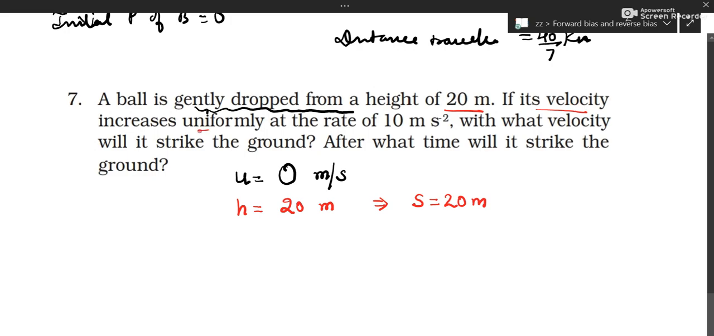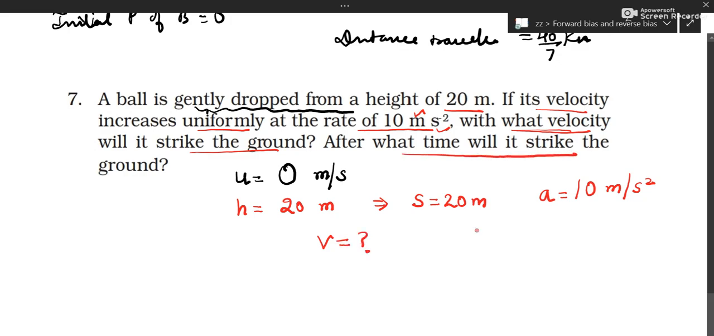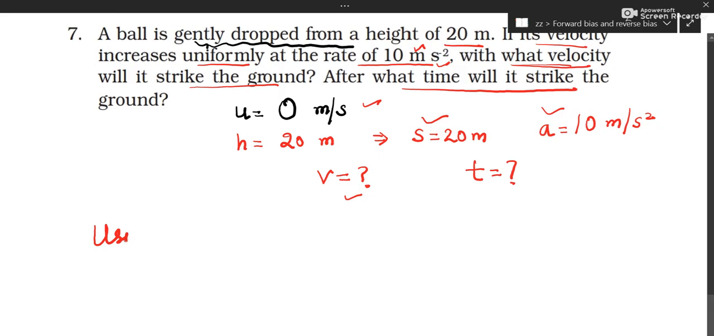If velocity increases uniformly at the rate of this, so check the unit, meter per second square. So this is acceleration. So what is the value? 10 meter per second square. With what velocity will it strike the ground? So the final velocity is to be calculated, and time. So we have S, we have a, we have u, we have to find out v. So which equation contains these all? The third equation of motion.